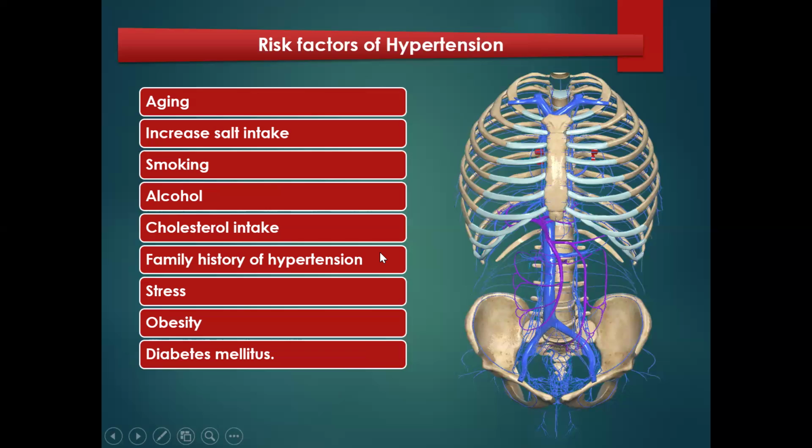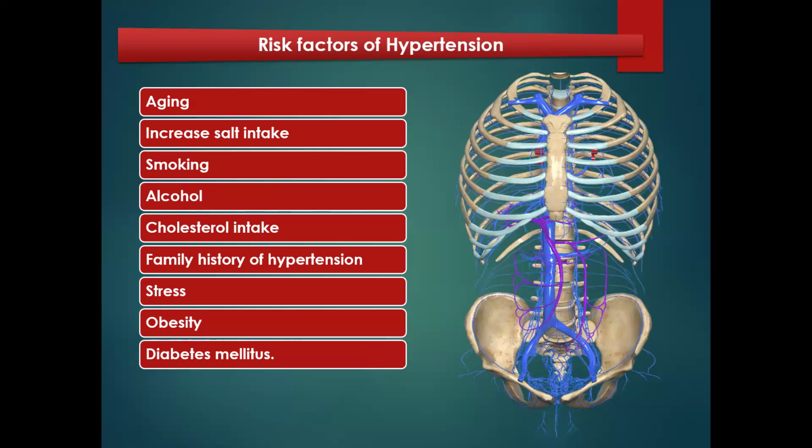Then also aging comes with other challenges. Then increased salt intake, smoking. Smoking is a risk factor for many non-communicable diseases. Then alcohol intake is also a risk factor for most conditions. High cholesterol intake, which forms the atheroma that builds up in the lining of the vessels, can make the blood vessels inelastic. Family history of hypertension is also a risk factor.